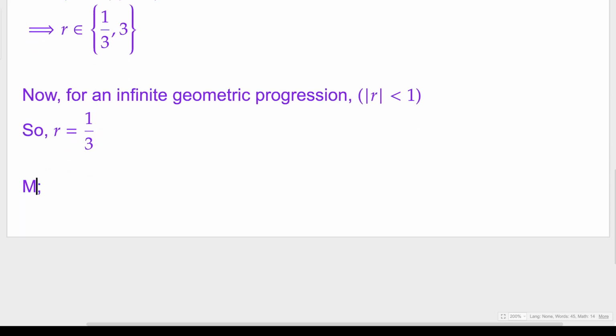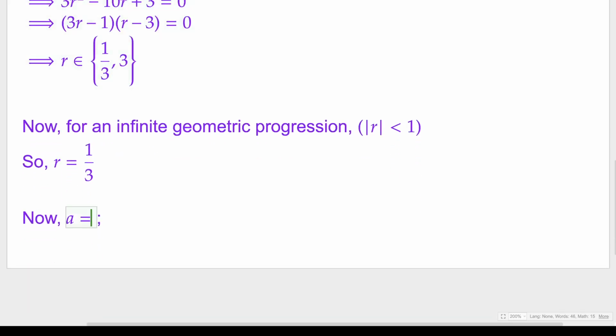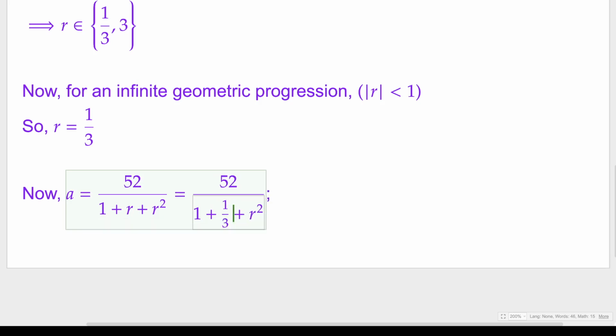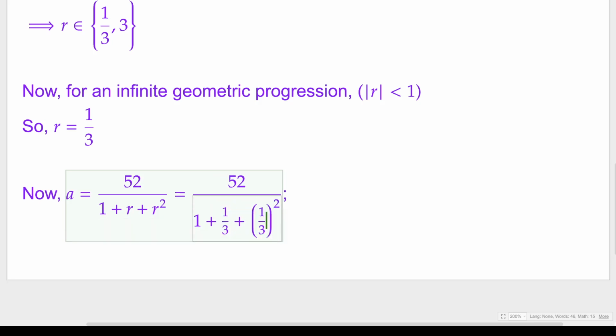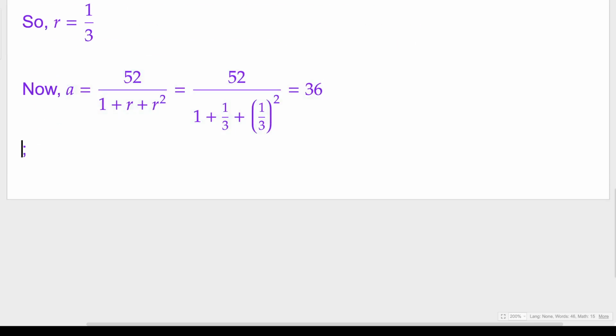Now moving ahead, the value of a is 52 over 1 plus r plus r squared. I will replicate this, and in place of r I will put 1 over 3 everywhere. On resolving this part I will get 36. So finally the value of a is 36.